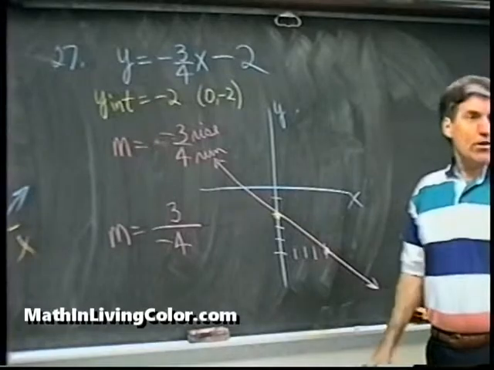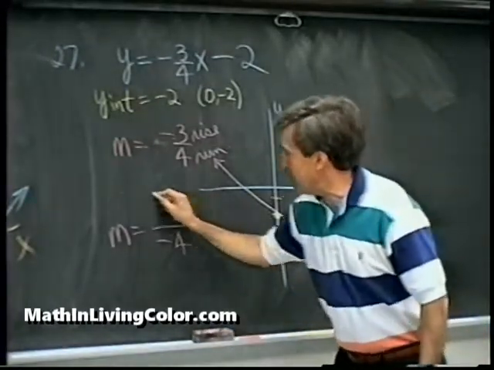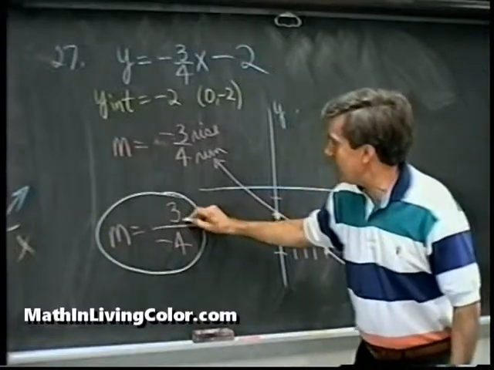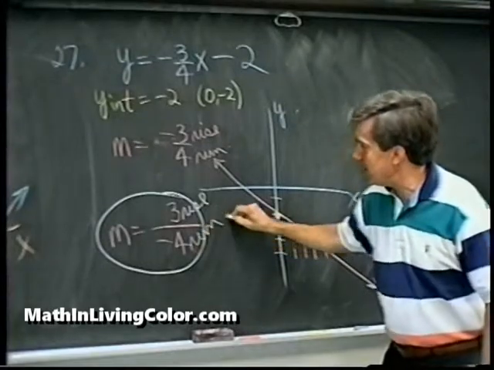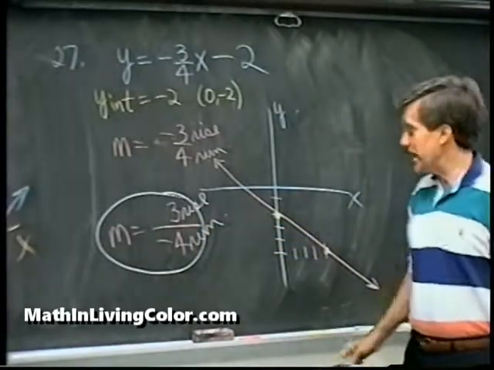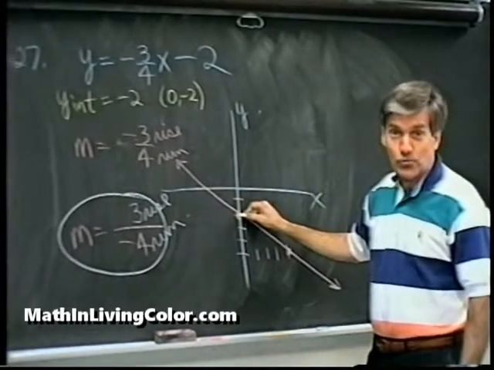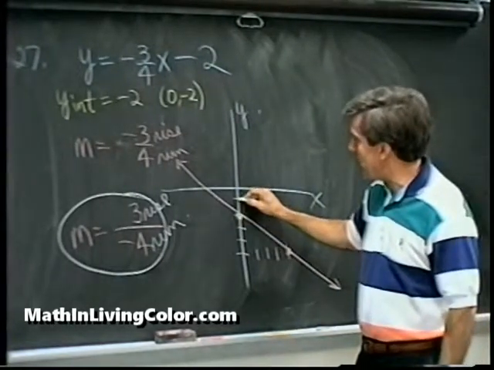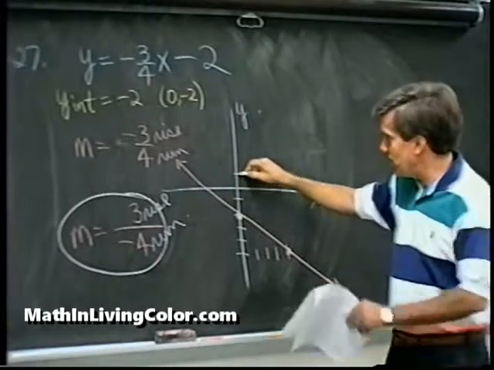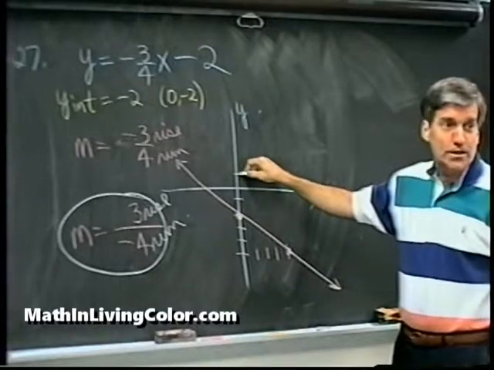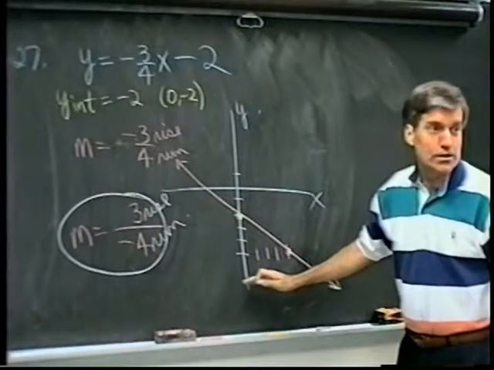Here's what I wanted to ask you. What if somebody does the slope this way, using a rise of 3 and a run of negative 4? Let's start at the y-intercept again and rise 3. That means go up 3. 1, 2, 3. Oh, I'm going the wrong way. I thought this graph was supposed to go down.